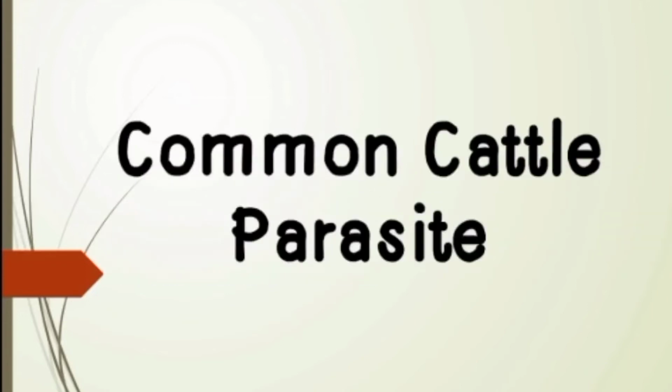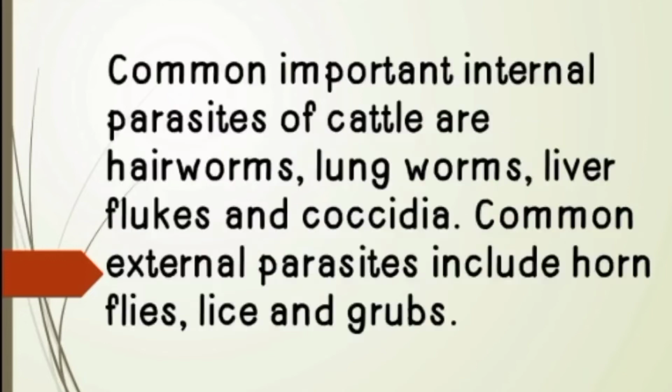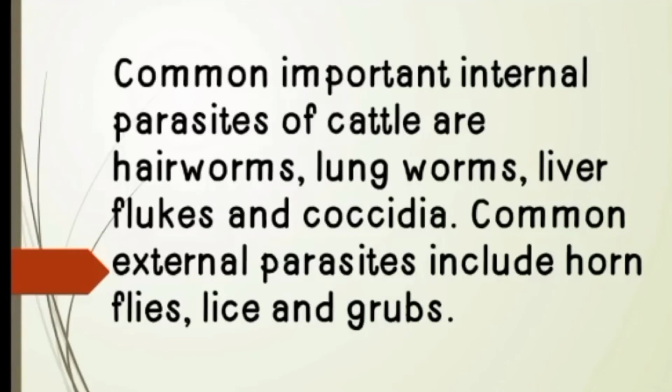Ngayon naman po tayo sa ruminants or rumen animals, kagaya po ng baka. Common cattle parasites. Common important internal parasites of cattle are hairworms, lungworms, liver flukes, and coccidia. Common external parasites include horn flies, lice, and grubs. So, ang mga baka ay mayroon din pong mga external and internal parasites.